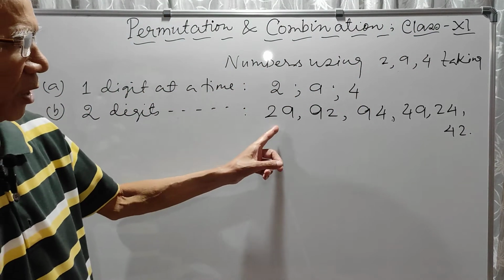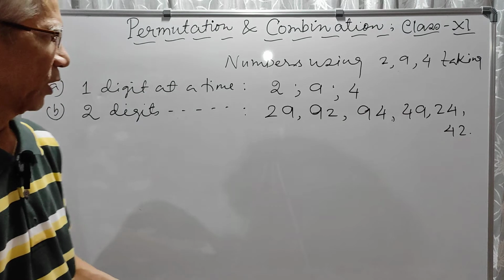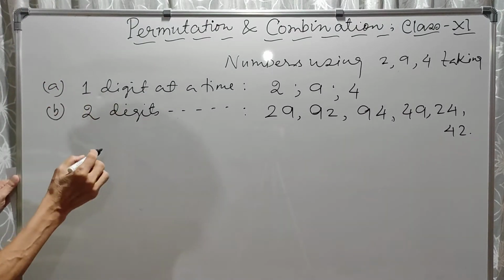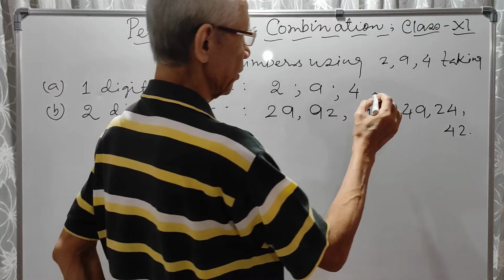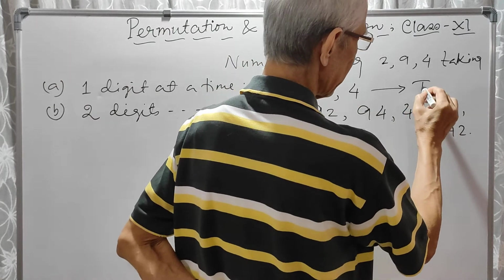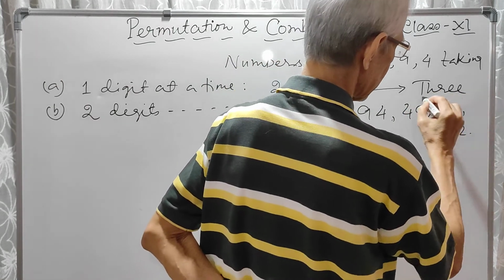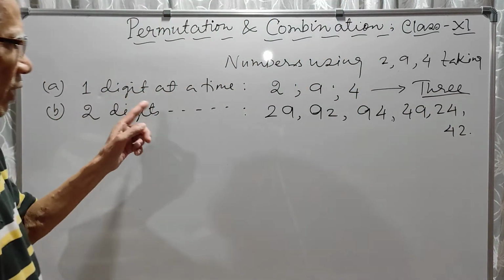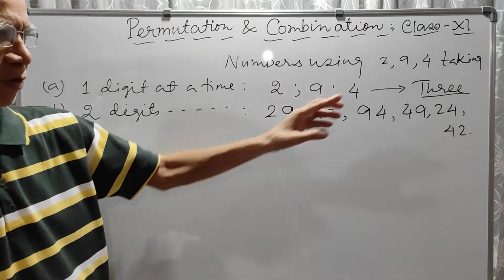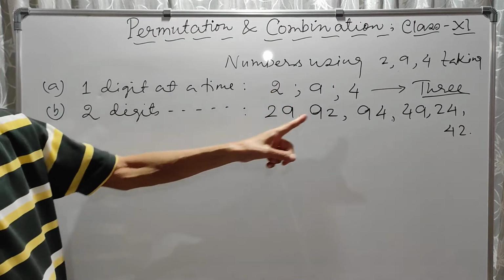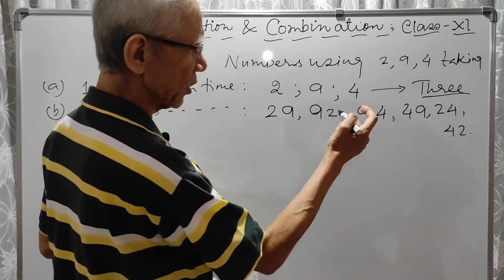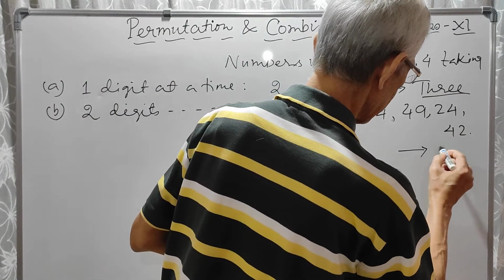So how many did we get? 1, 2, 3, 4, 5, 6. So taking 1 digit at a time, how many did we get? 3 numbers, 2, 9 and 4. But taking 2 digits at a time, how many numbers did we get? 6 numbers.